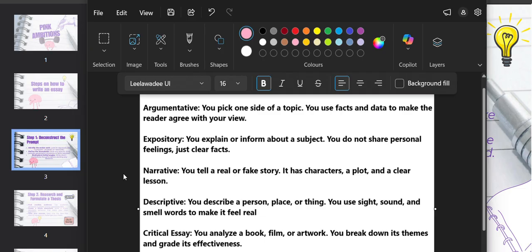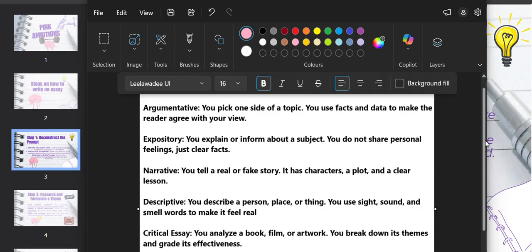Then we have the critical essay. You analyze a book, film, or artwork. You break down its themes and grade how effectively it does its job. It's like a review, but you don't call it that. You just write about the book or a movie that you watched.